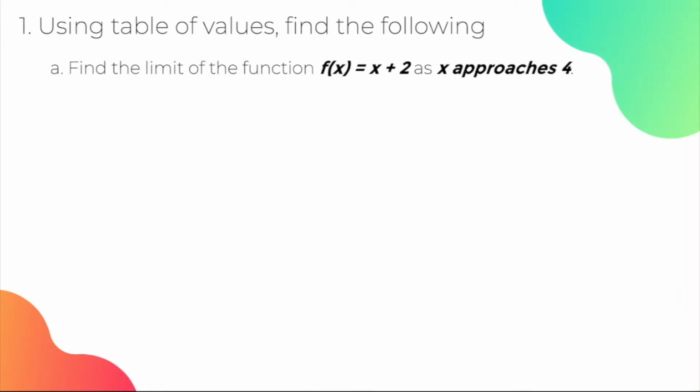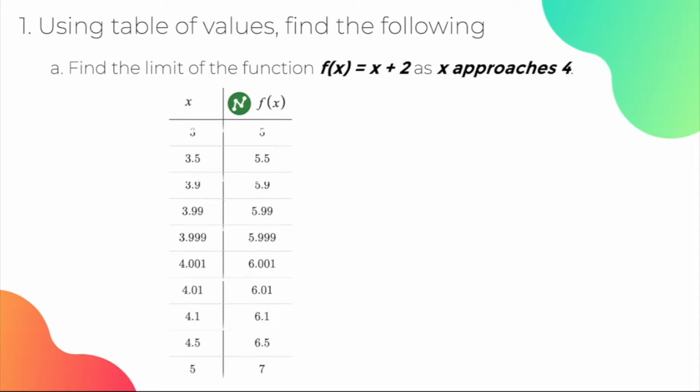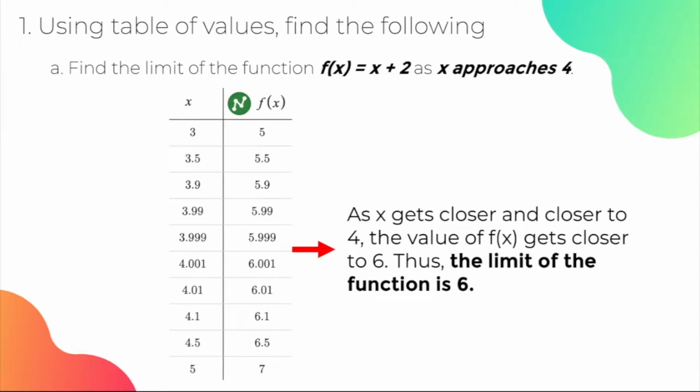Let's find the limit of the function f of x is equal to x plus 2 as x approaches 4. Using Desmos application's table of values, whenever we input values less than 4, we can see that f of x approaches 6. At the same time, whenever we use values greater than 4, we can also see that f of x approaches 6. Therefore, we can conclude that the limit of the function x plus 2 as x approaches 4 is 6.